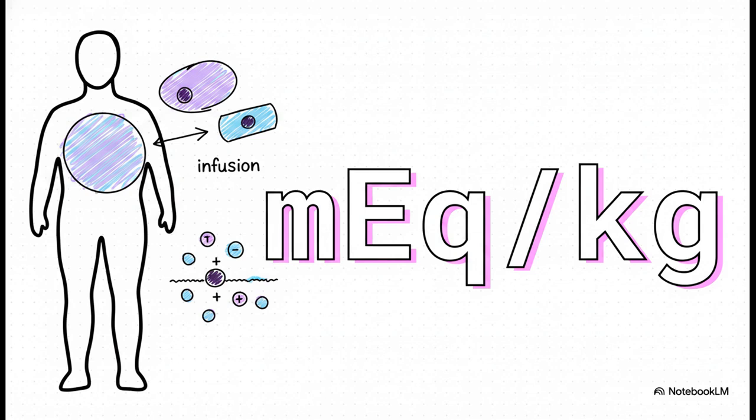Now, why does this intracellular dominance actually matter clinically? Well, think about it. If you infuse a patient with 40 milliequivalents of potassium, it only raises their serum level by roughly 0.5 milliequivalents per liter. The vast majority of that infusion immediately shifts right into the intracellular fluid compartment. What you're measuring in the blood is completely dictated by this intracellular-extracellular distribution.